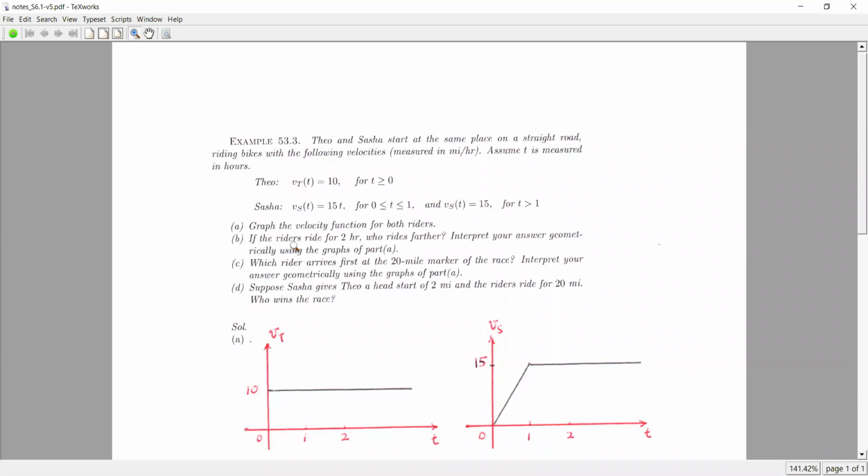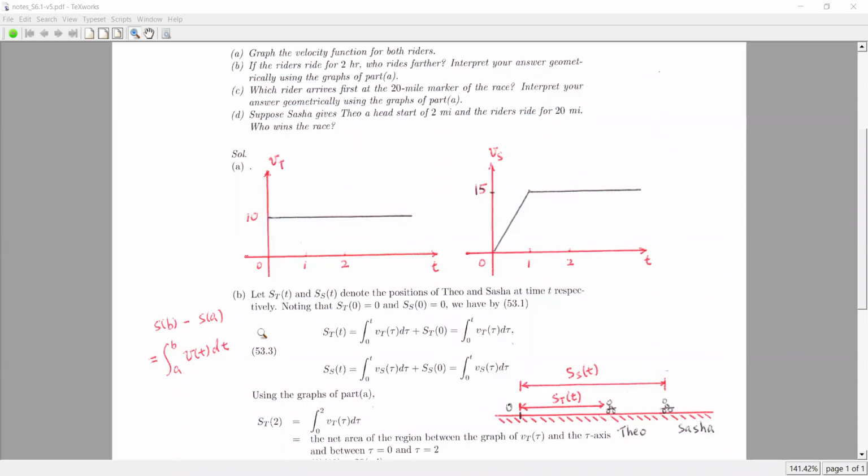Part B. If the riders ride for 2 hours, who rides farther? Interpret your answer geometrically using the graphs of Part A. In Part B, we need to determine the positions of the riders when time is 2. To answer the question, I use the displacement formula. Position at time B minus position at time A is the integral of the velocity from A to B.